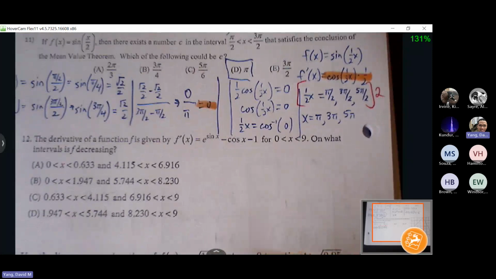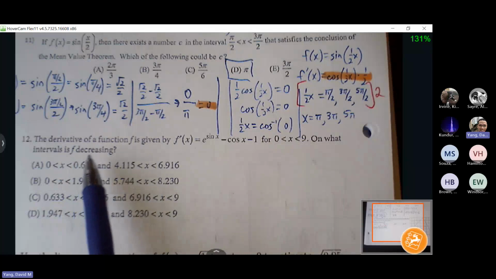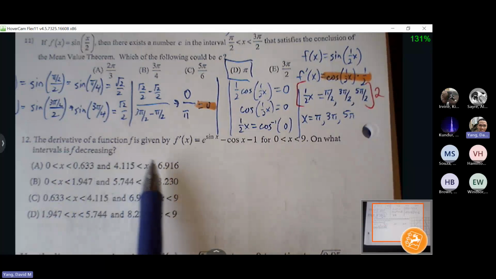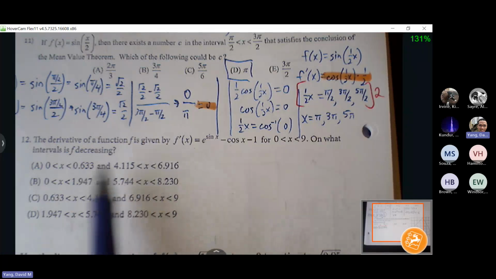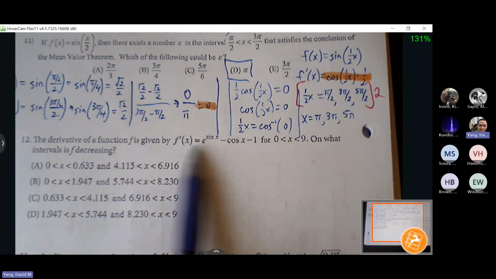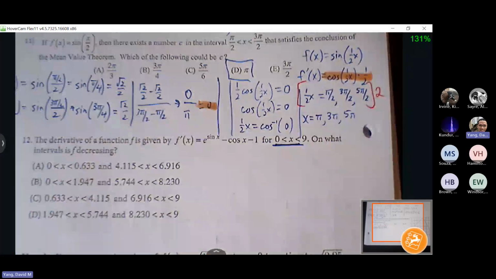Okay, 12, the derivative is given. On what interval is our f of x decreasing? So this is a calculator question where we graph f prime and interpret the derivative graph, create our slope sign line, and look at the arrows and see where our arrows are pointing down. So all this goes in the calculator. It tells you between 0 and 9, so it gives you an interval to work with.